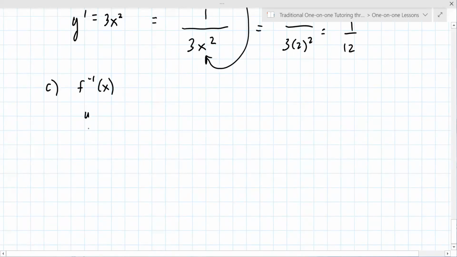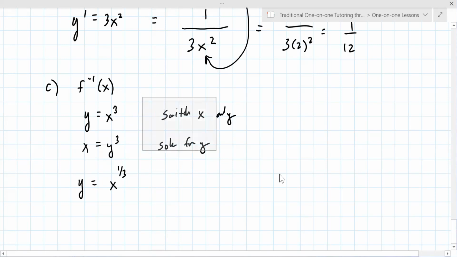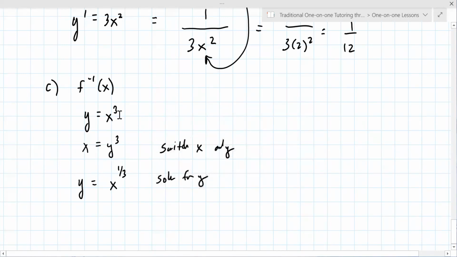So you actually learned this from probably a previous class you took. You switch x and y, and then you solve for y. So y equals the cube root of x. Is that okay? I thought you solve for x. No, once you switch x and y, you solve for y. See how we wrote y equals x cubed, and then you switch x and y, then you solve for y. Okay.